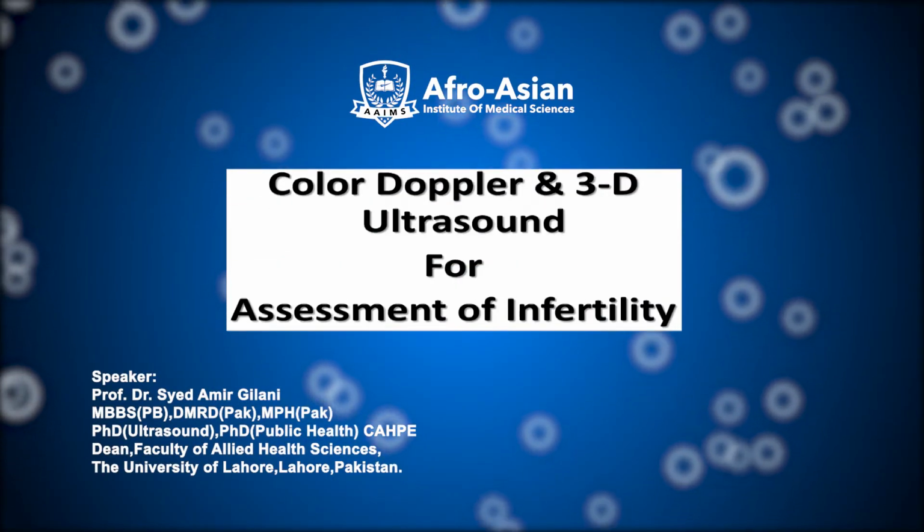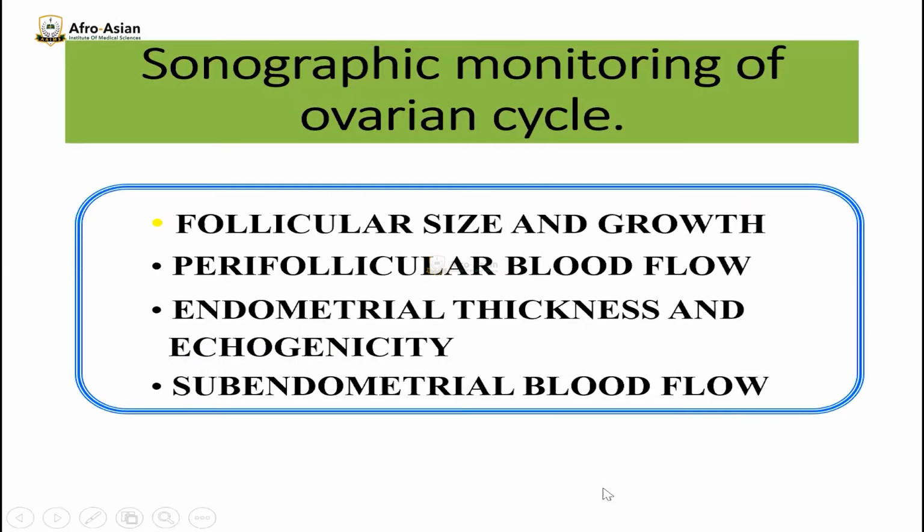Color Doppler and 3D ultrasound for assessment of infertility: the sonographic monitoring of the ovarian cycle, in which we look for follicular size and its growth. We perform color Doppler ultrasound for perifollicular blood flow. We look for endometrial thickness and measure it, and we look for the echogenicity of the endometrium. And the last thing which we monitor is subendometrial blood flow.